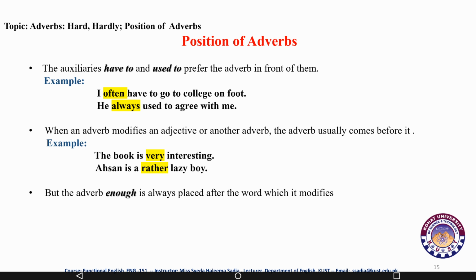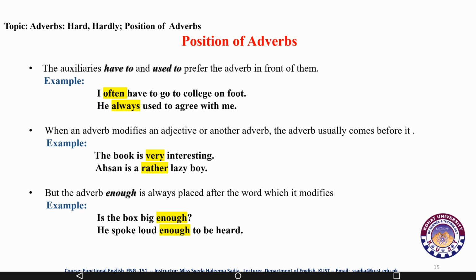But the adverb enough is always placed after the word which it modifies. Example: Is the box big enough? He spoke loud enough to be heard. So what are they saying? They are saying that the adverb enough is always placed after the word which it modifies. Whatever enough modifies, that word will be before the word enough. Like, is this box big enough? It's modifying what? Box.